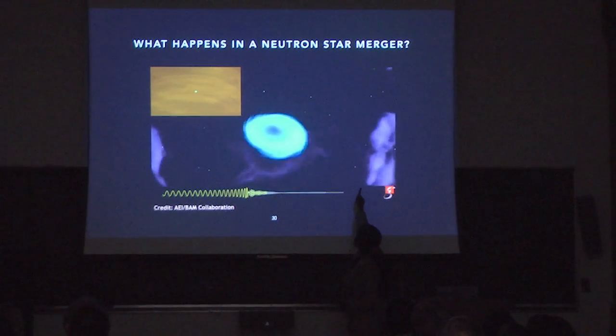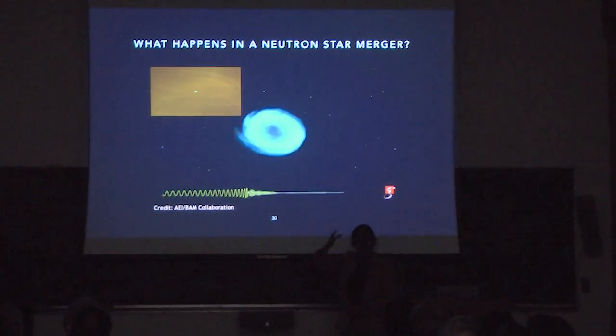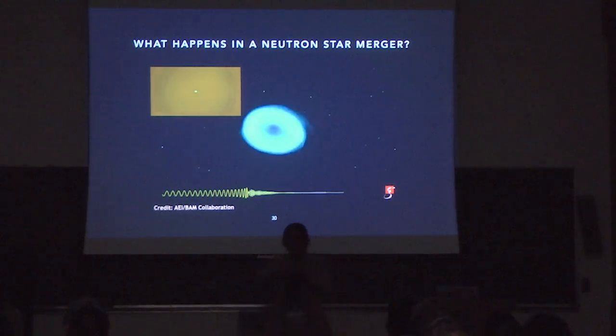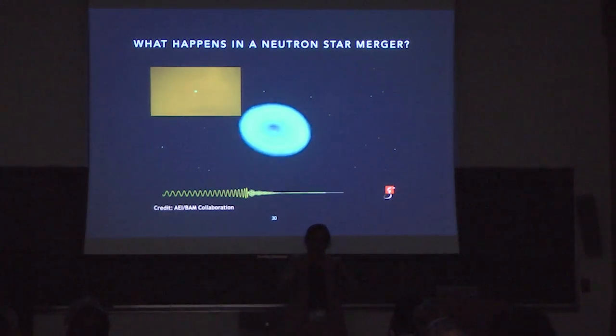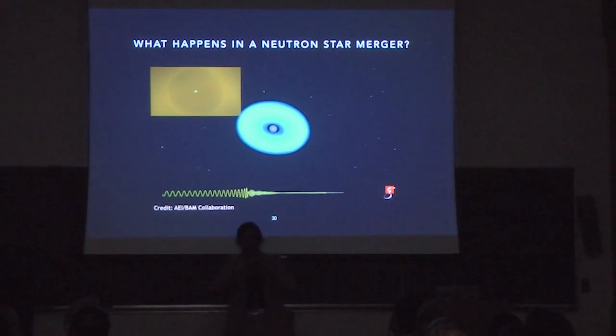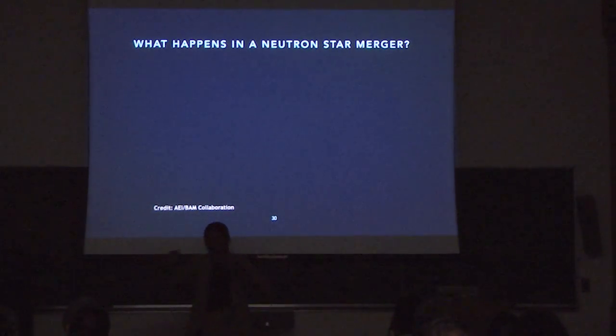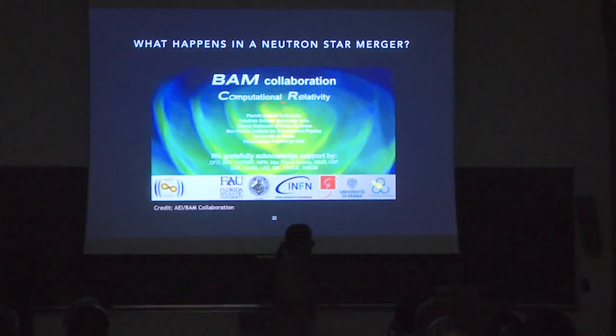The purple stuff is the material that's coming out of this merger. And when two neutron stars merge together, you can form basically either a neutron star that lives for a short amount of time and then collapses to form a black hole, or you can just immediately go to make a black hole. So there's various outcomes, and it's actually quite complicated to figure out which one is correct.